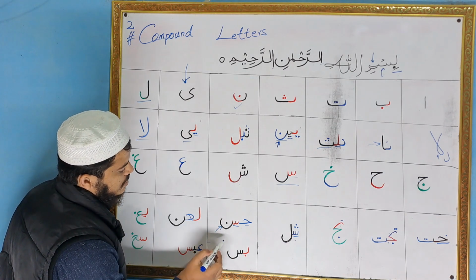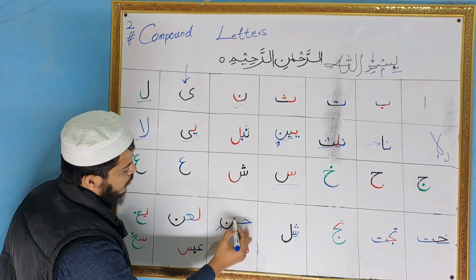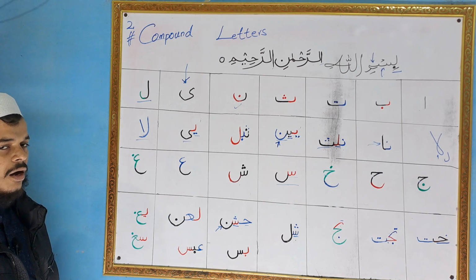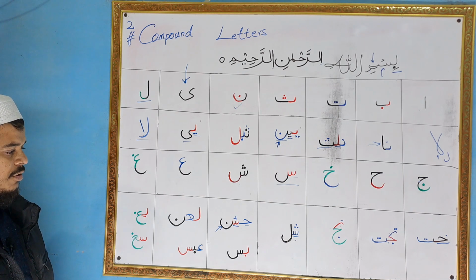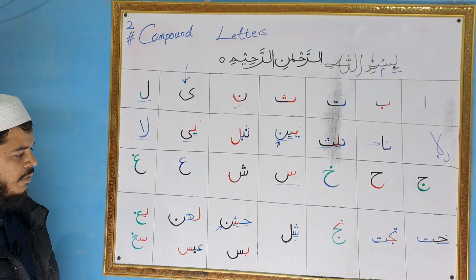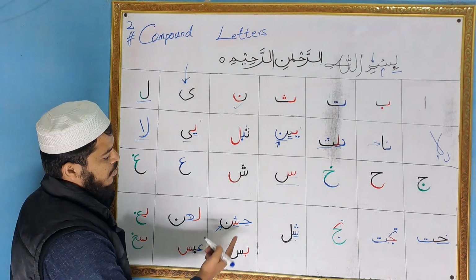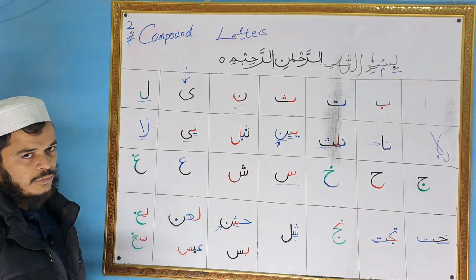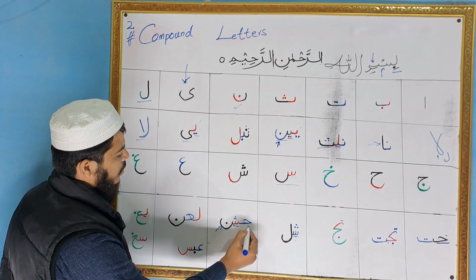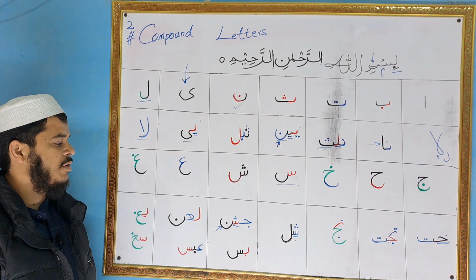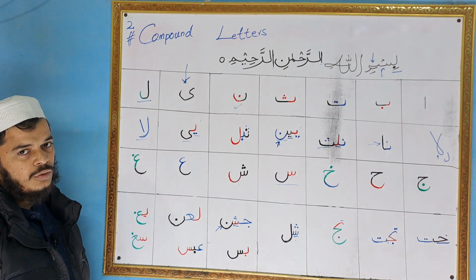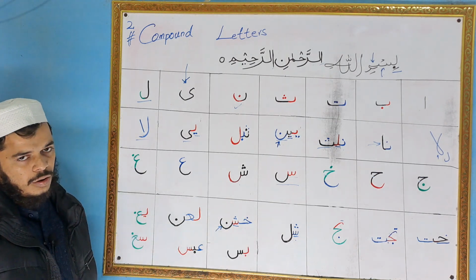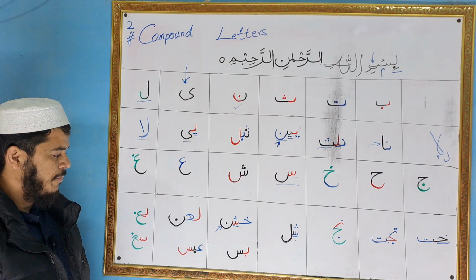We can convert this sin into sheen by just putting three dots on it. So now this one will be considered as ha, sheen, noon. We can convert this ha into jim and ha as well. If we put one dot in the bottom, this one will be jim, sheen, noon. If we put one dot on the top, it will be ha, sheen, noon.